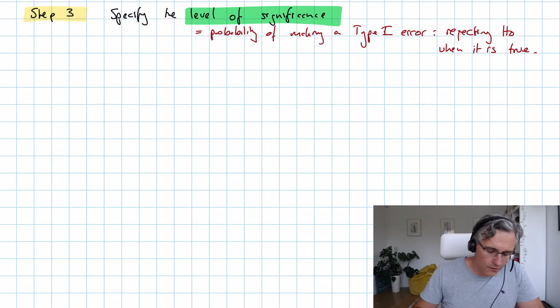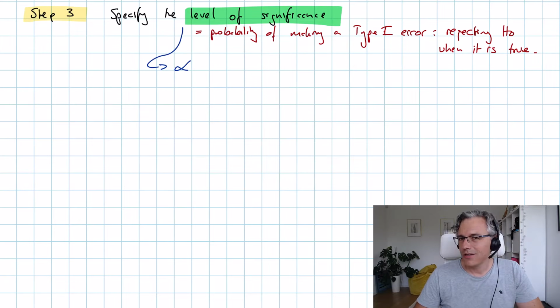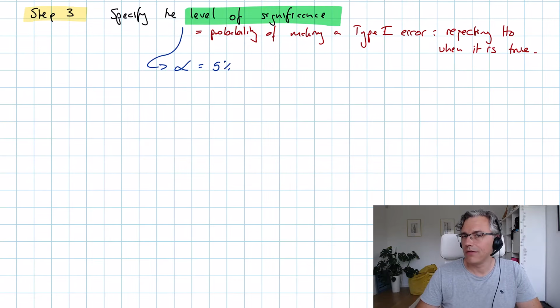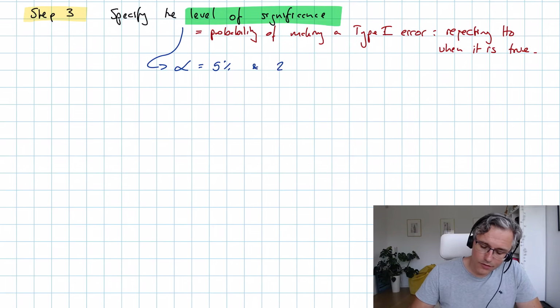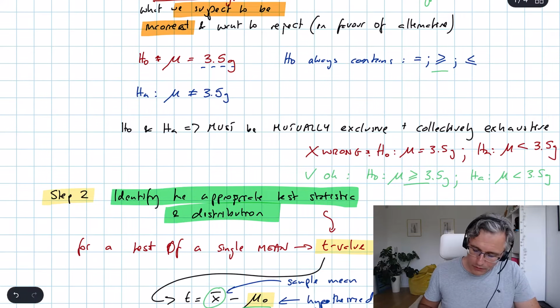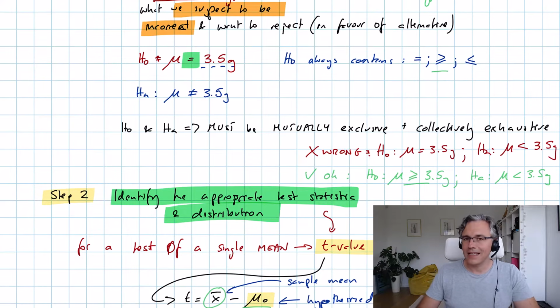So the level of significance is typically denoted with the symbol alpha. And I'm going to assume, here, that we're looking for a 5% level of significance. So we're okay with the likelihood of the type 1 error being 5%. And we're going to be using a two-tailed test. The fact that it is a two-tailed test comes from the fact that our null hypothesis has equals in it, just equals, not greater than or equal or less than or equal, just equals.